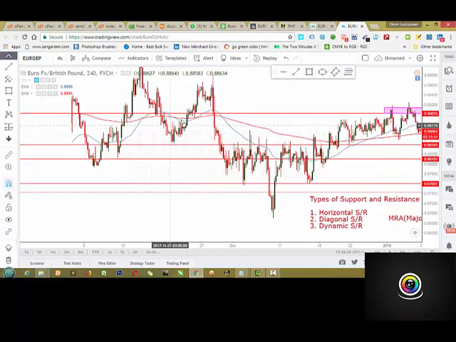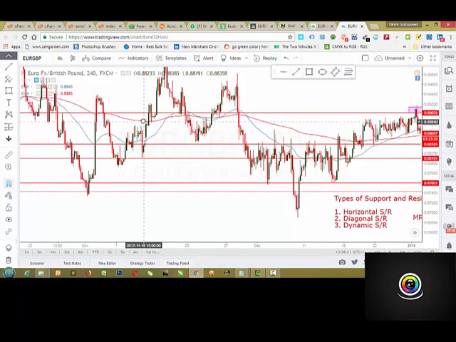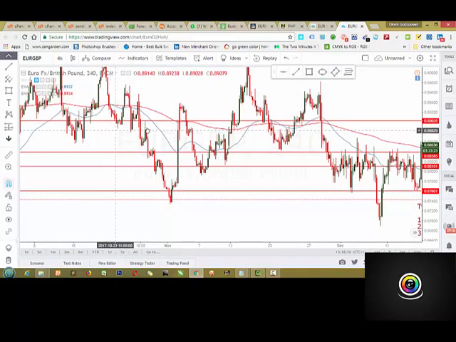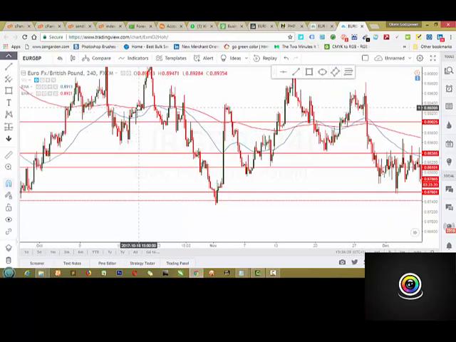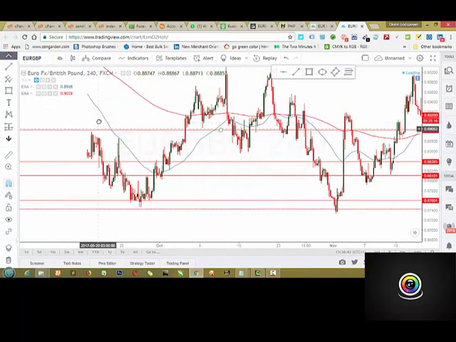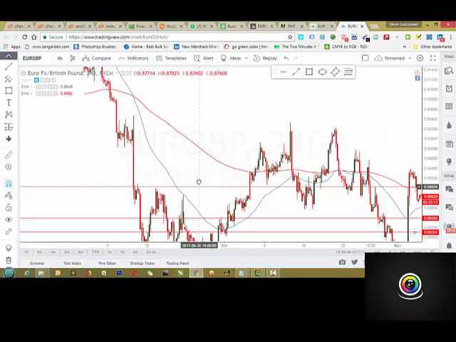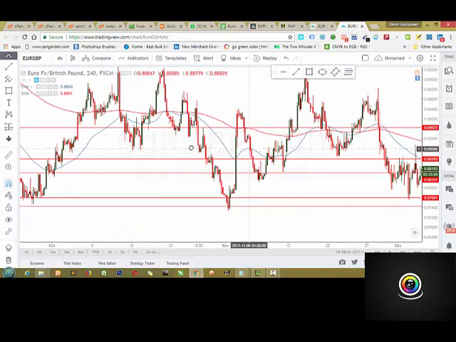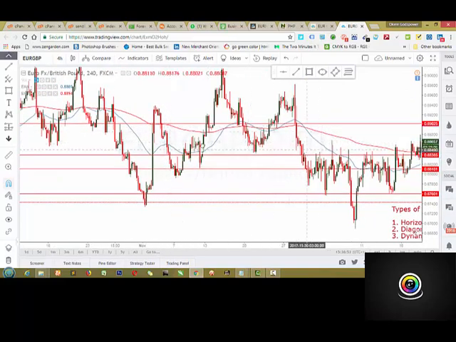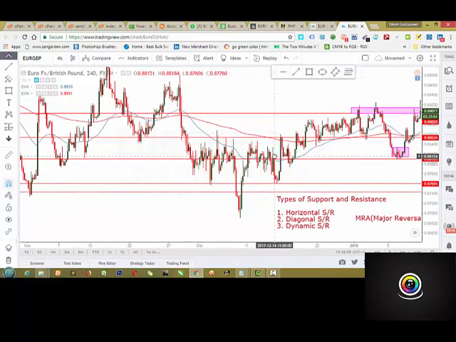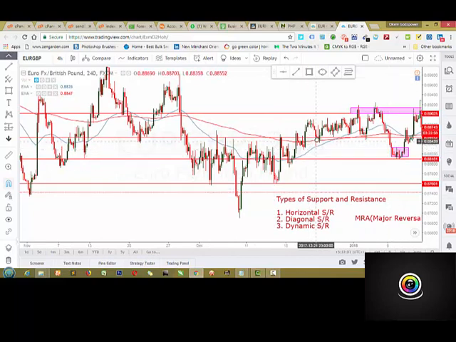Support here, resistance here, resistance there, resistance here, resistance here. The 200 EMA: resistance there, support here, support here, support there. Look at it, it acted as support multiple times. There's support here, support here.